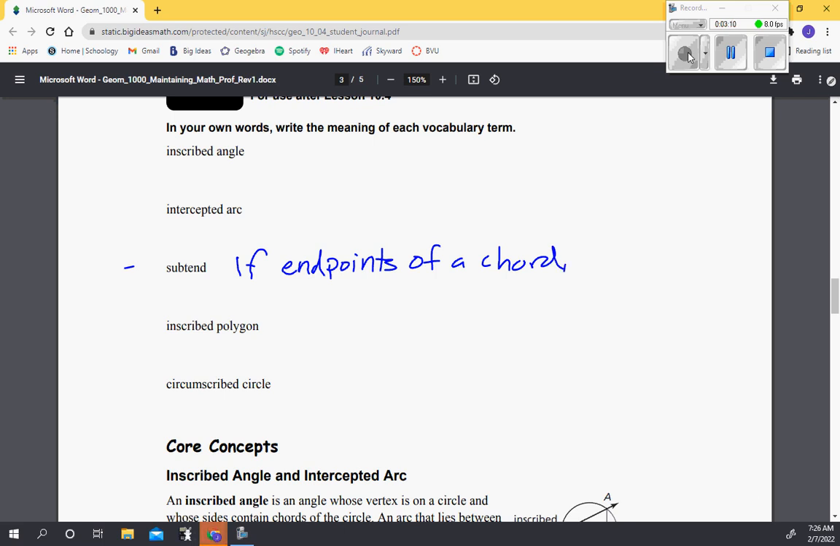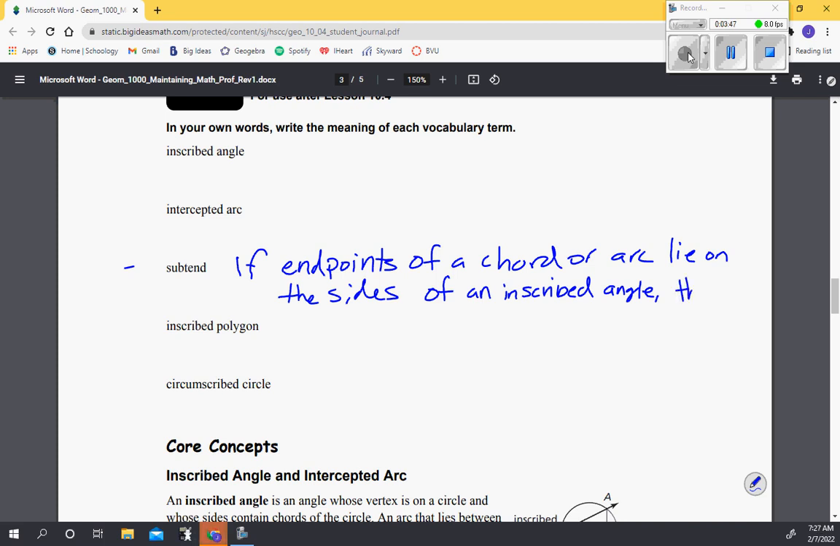I don't know why I drew a comma there. That's going to bother me. I apologize. All right. If endpoints of a chord or arc lie on the sides of an inscribed angle, then the chord or arc is said to subtend the angle. Okay, so when you hear subtend, I think of create.